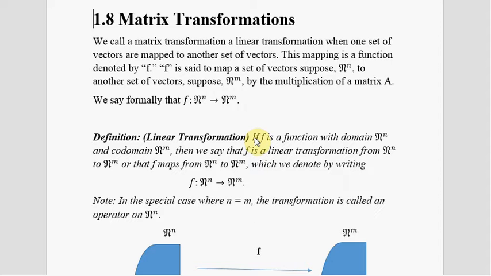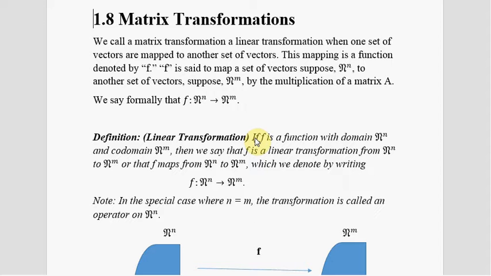We call a matrix transformation a linear transformation when one set of vectors are said to be mapped to another set. This mapping is a function. We denote functions by f. F is set to map a set of vectors. Suppose the so-called domain would be Rn. This is the Euclidean n space. To try to map those vectors, those terms, to a codomain or a range that we call here the Euclidean m space.